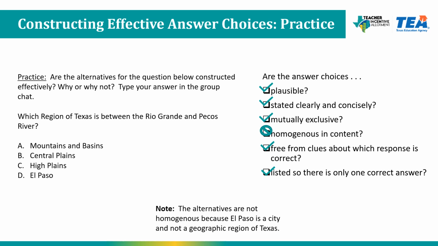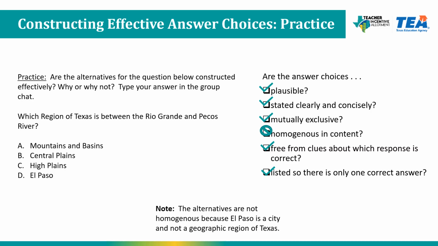It appears most areas on the checklist are covered. It has plausible, clear and concise, and mutually exclusive answer choices. However, when it comes to homogeneity in content, there's a bit of an issue. The options aren't quite consistent in terms of content. For instance, El Paso, being a city, is not a geographic region. That stands out in this context. The question aimed at identifying geographic regions of Texas. So having El Paso as an option makes it inconsistent. It might be better to replace it with a region like the Piney Woods to maintain that consistency across all answers.